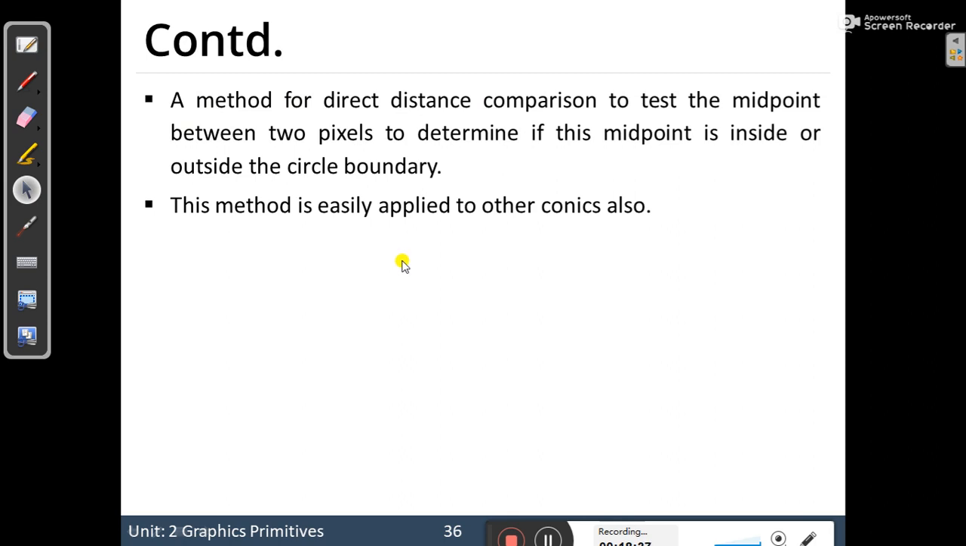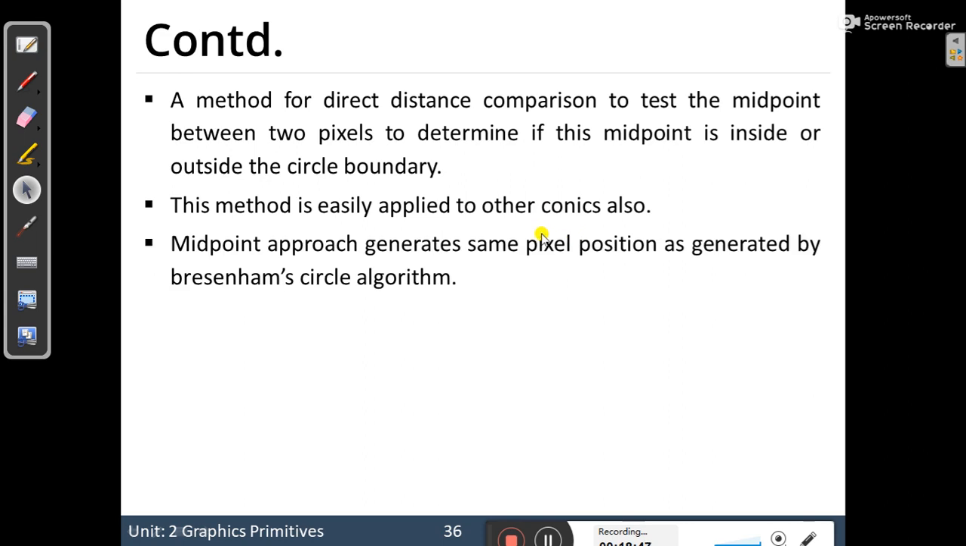This method is easily applied to other conics also. Conics means other octants or other conic sections of that circle. The midpoint approach generates the same pixel positions as generated by the Bresenham circle algorithm. So here it is saying that the midpoint approach is almost similar to the Bresenham circle algorithm, because we are dealing with the same decision parameter concept, where we try to find the candidate pixel which is closest to the circumference of the main circle.